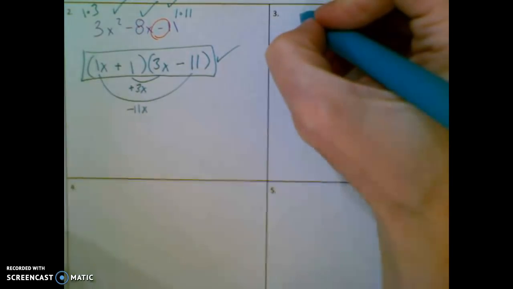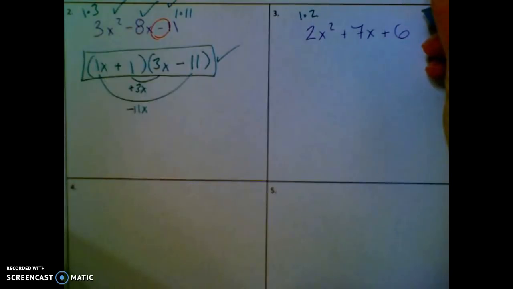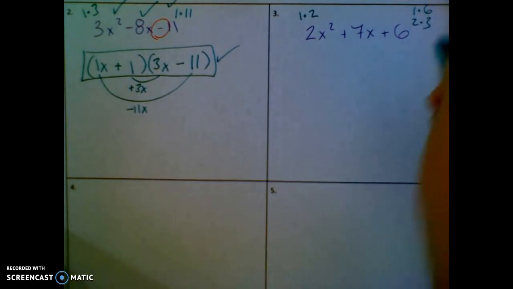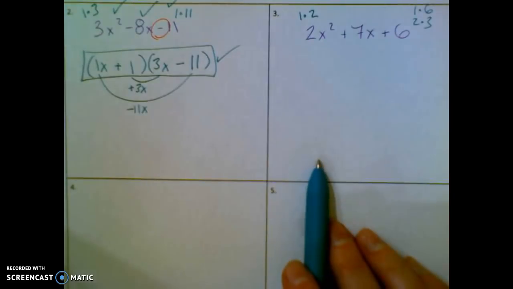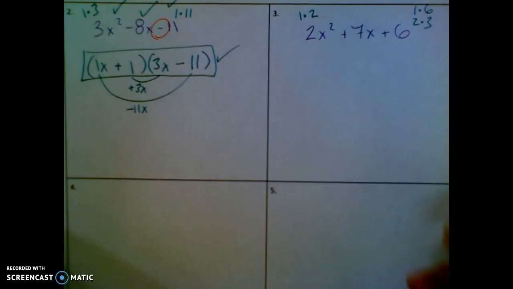So I'm going to list my factors for my A value and list my factors for my C value. So C is 1 times 6 or 2 times 3. So we're back to having a couple different options there. So we may have to run through a few options to get to it. But, I mean, it's not too bad. There's only 2 sets of options there.